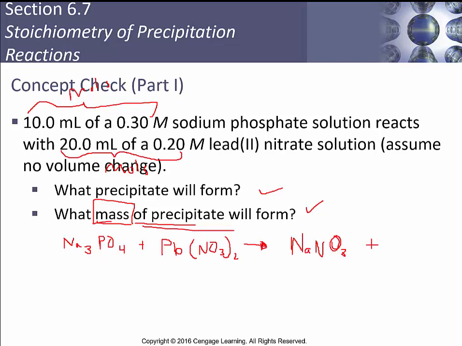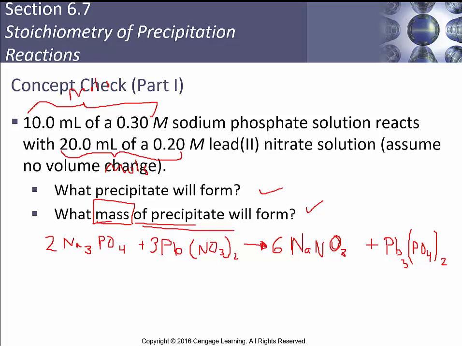Looking at this, I've got 3 leads on the right, only 1 lead on the left. It's not balanced. I need to balance this first, with the appropriate coefficients so that everything balances out. I've got 3 leads and 3 leads. I've got 6 sodiums, 2 times 3, 6 sodiums. So that's all balanced out.